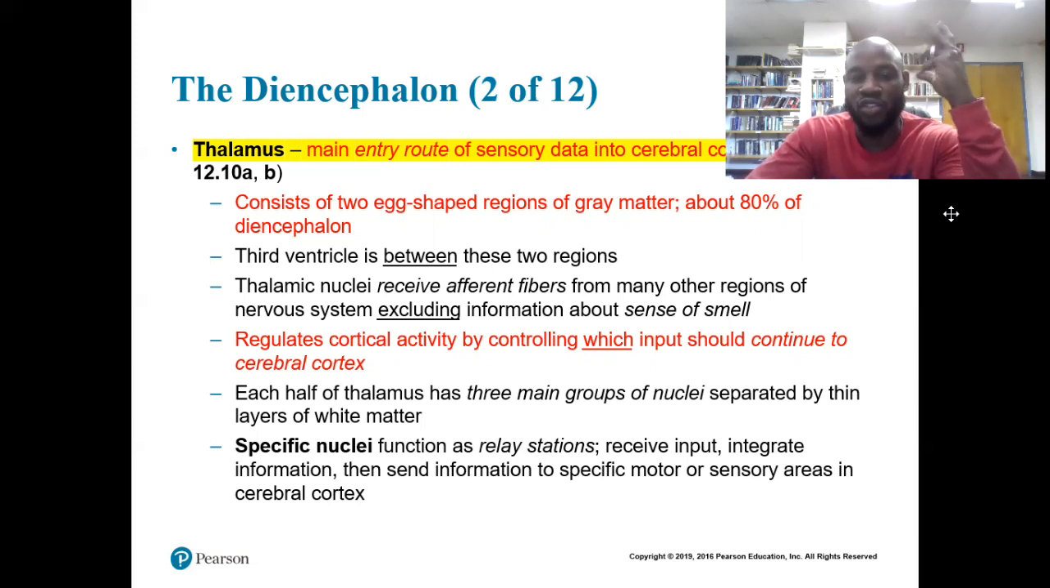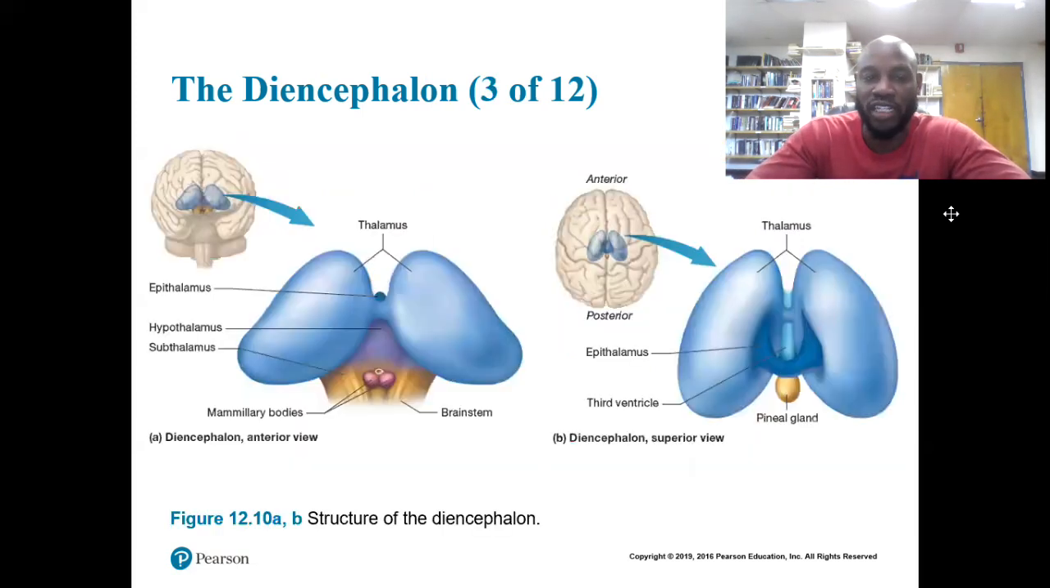Each half of the thalamus has 3 main groups of nuclei separated by thin layers of white matter. These nuclei function as a relay station. They receive input, integrate information, and send that information to specific motor or sensory areas of your cortex. All right, so that's your thalamus. Then epithalamus, hypothalamus, subthalamus. It goes right into your brain stem.